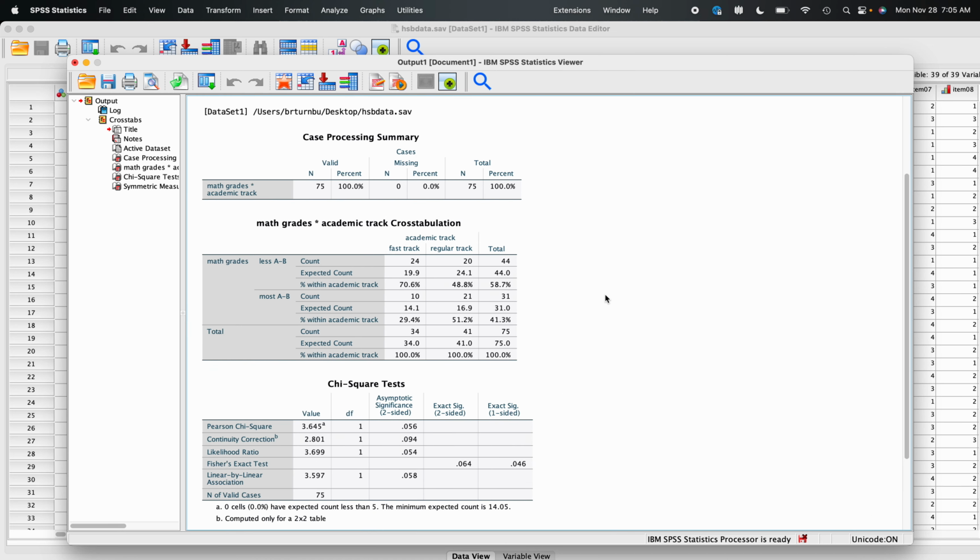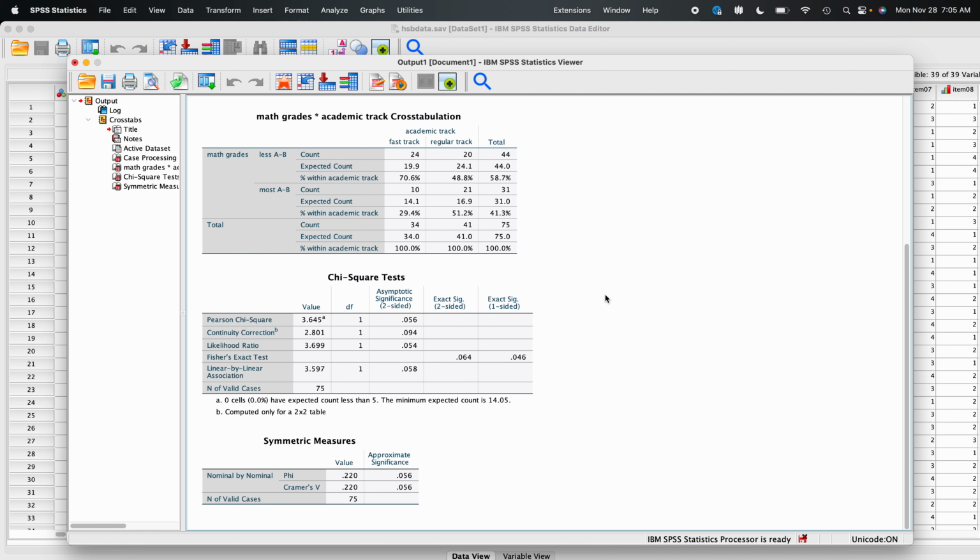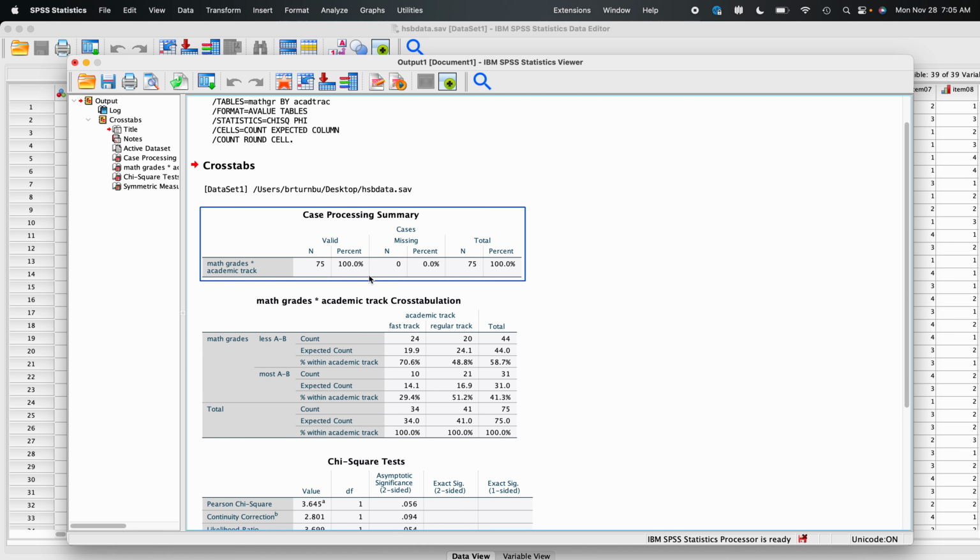And you're going to notice you get a lot of information when you run this. We get multiple tables. The case processing summary table is just going to summarize the fact that we have 75 data points. I have nothing missing. So this shouldn't be something we really spend a lot of time with unless you're trying to figure out, did I mis-enter something?